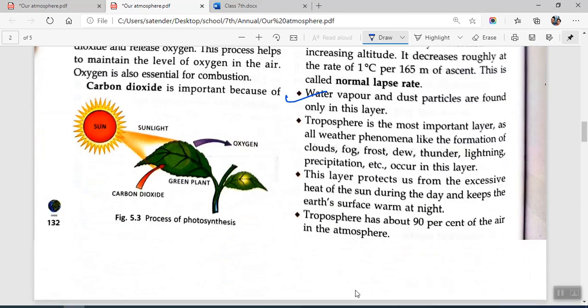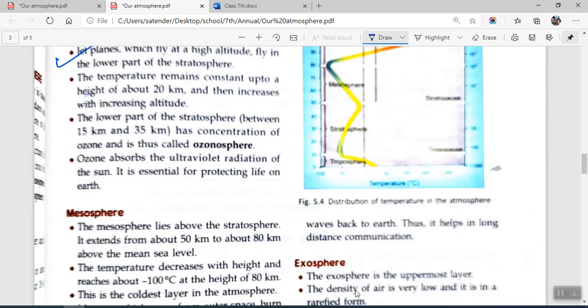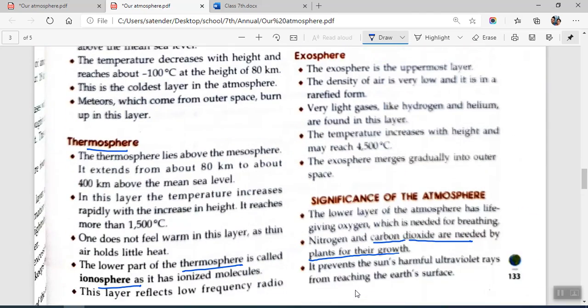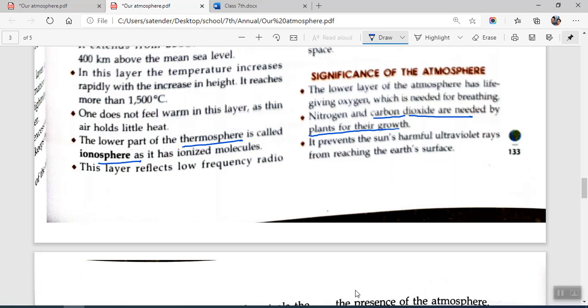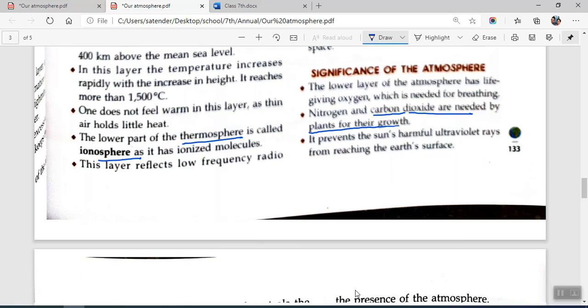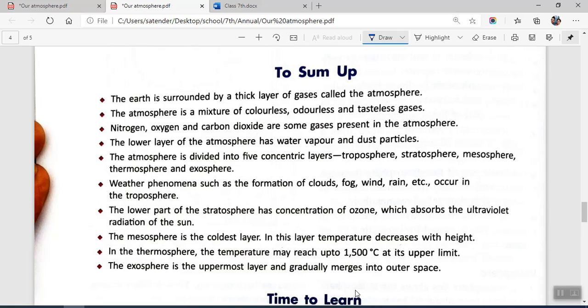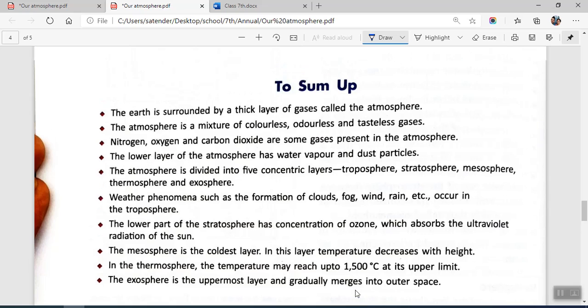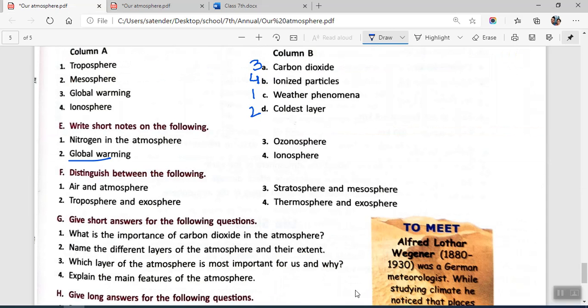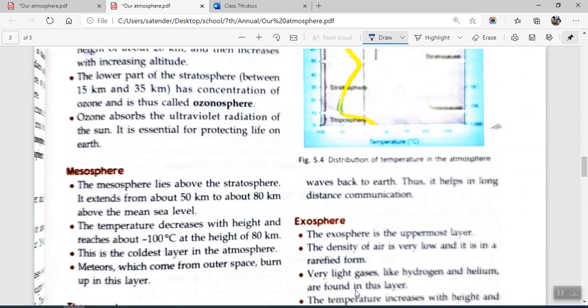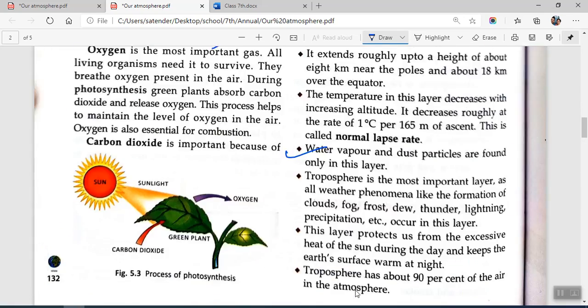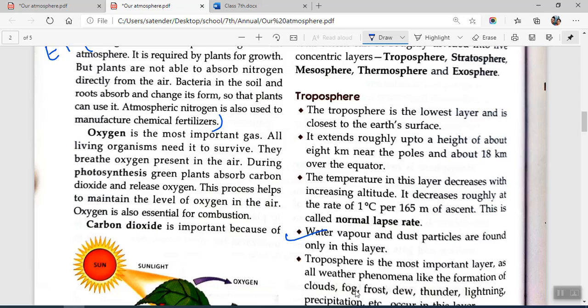This is related to normal lapse rate. Global warming, we did not encounter any such keywords in this. Nitrogen, it prevents harmful presence of this. Okay, there is mesosphere, atmosphere. Water vapor. Hold on a second. It should be somewhere related to this carbon dioxide. The paragraph in carbon dioxide.